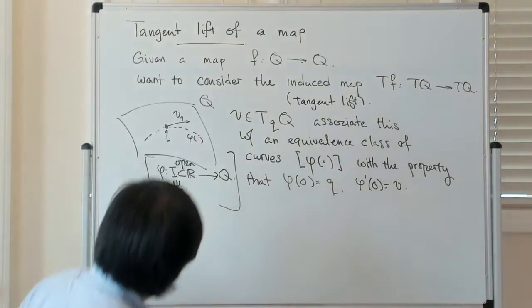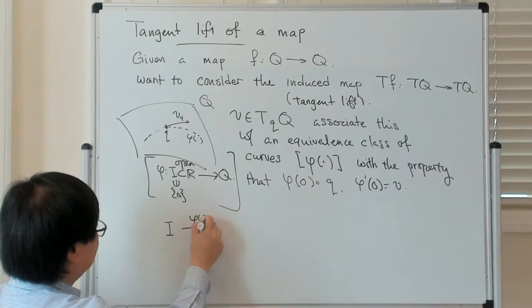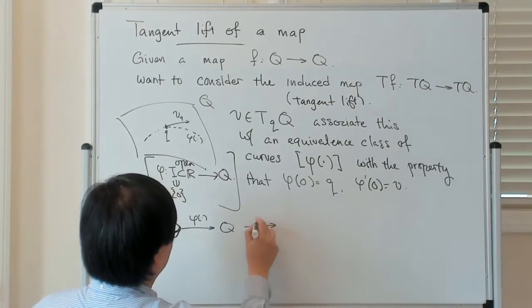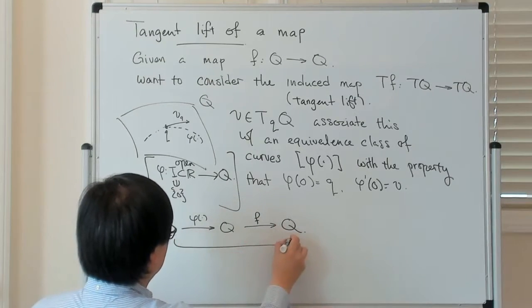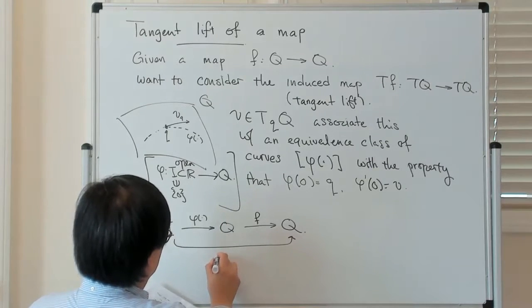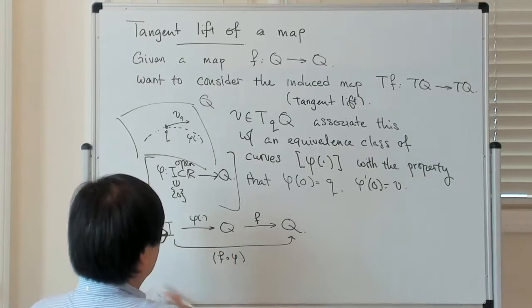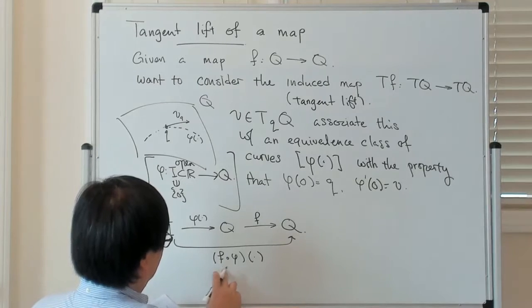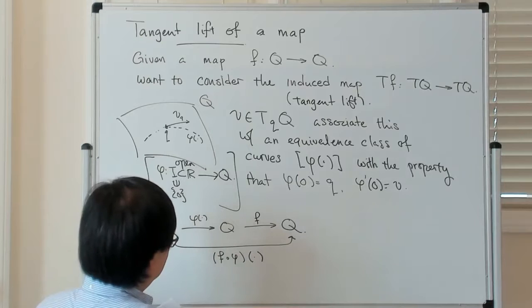That's because, again, you have this interval, and you have a map, which is the curve itself, to Q, and then you have this map F. You have this map F, which maps Q to itself. Okay, so that induces a new curve, which is basically F composed with this original map applied to this point. And this is a new curve, and you can ask what the vector associated with this new curve is.